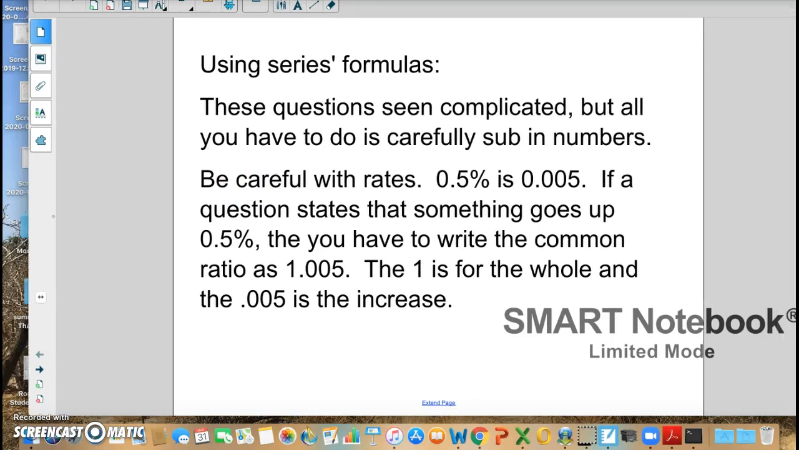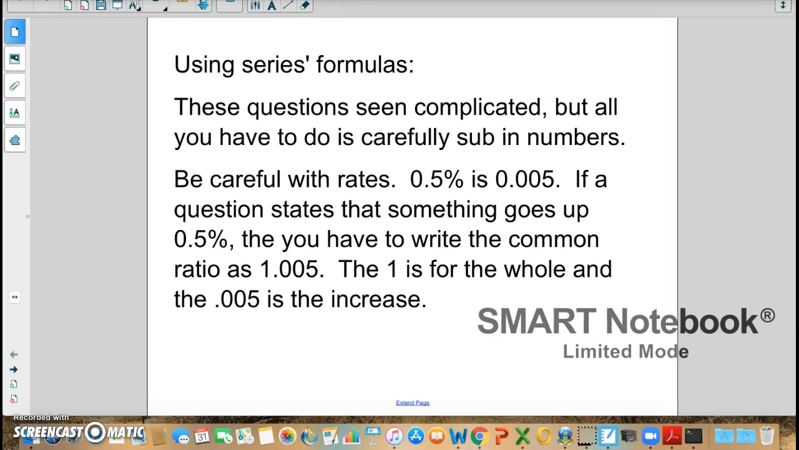Hi, so today we're going to work on using formulas. Basically, these questions have to do with mortgage payments mostly, and they're going to give you the formula, and all you have to do is sub in numbers. It looks complicated, but it's not as bad as it looks as long as you're careful and practice.